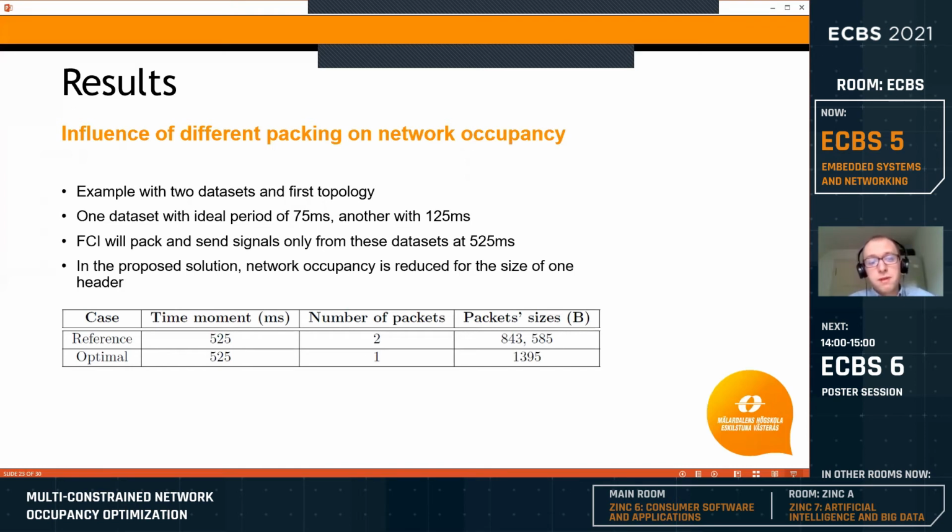But of course, given the number of packets and these sums, it's natural to expect that if the header size is bigger, there will be a bigger network reduction.